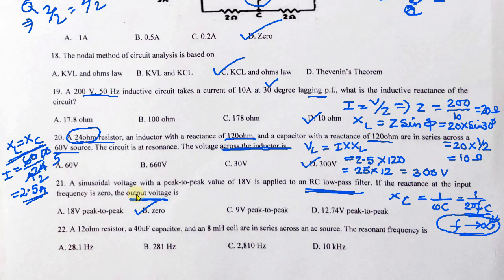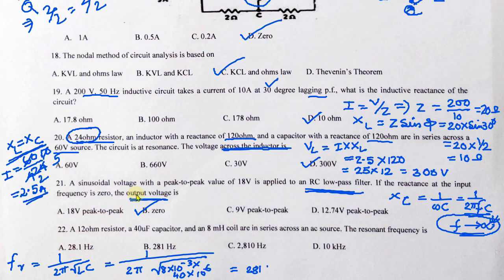Next, a 12 ohm resistor, a 40 microfarad capacitor and an 8 millihenry coil are in series across an AC source. What is the resonant frequency? We know the resonant frequency FR is equal to 1 by 2 pi root over LC for such kind of circuit. So put all the values. This will be 1 by 2 pi into root over of 8 into 10 to the power minus 3 into 40 into 10 to the power minus 6. So this will give you 281 Hertz approximately. So the option B here is the correct answer.